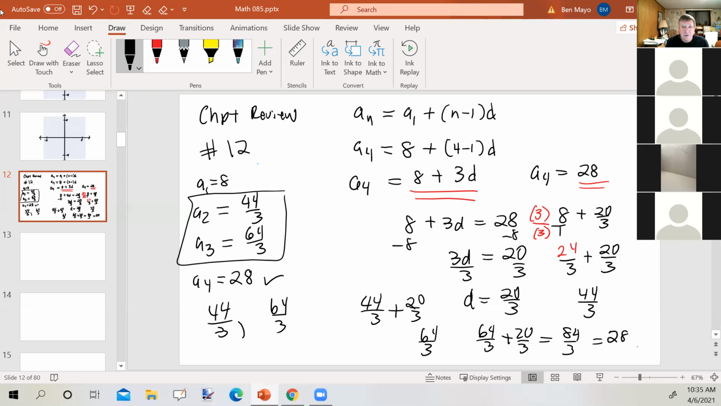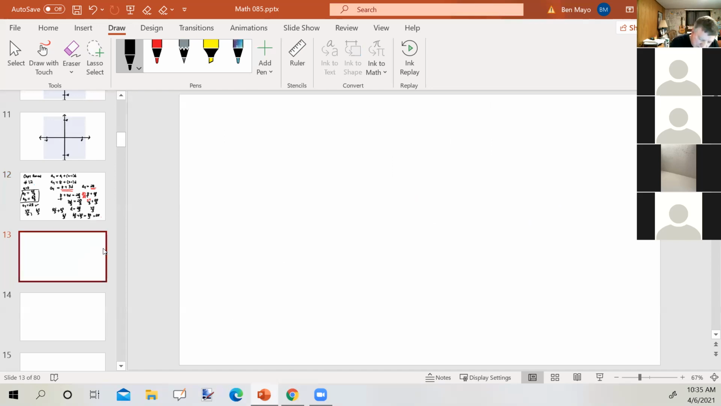All righty. So let's go through the different sections that are going to be on this test. And let's see here. Let's take a look at some inequalities, linear inequalities. Okay, so section 3.7, it was about graphing linear inequalities.